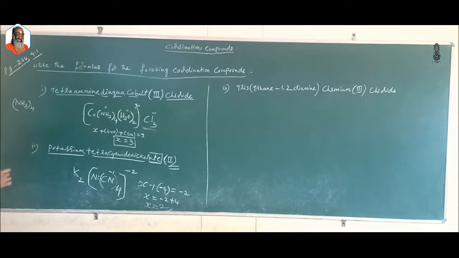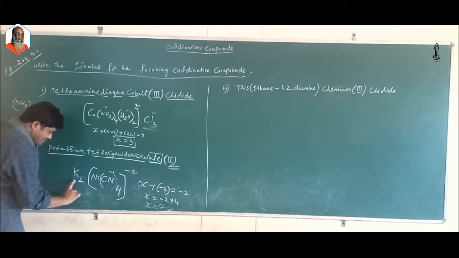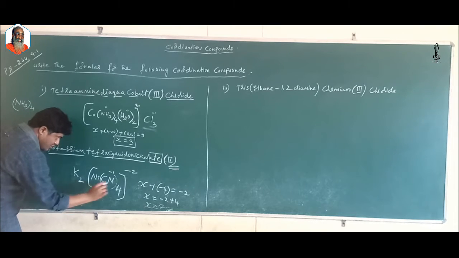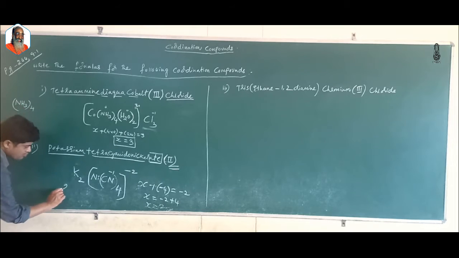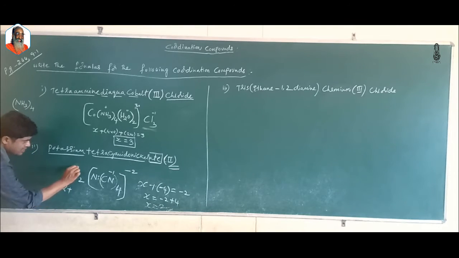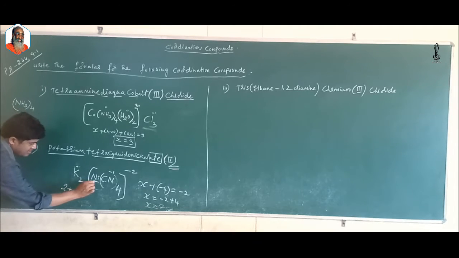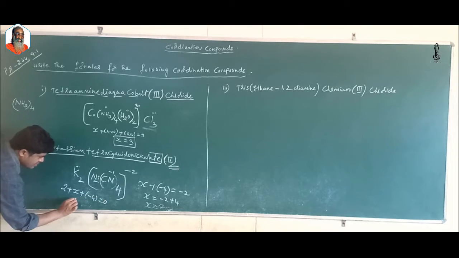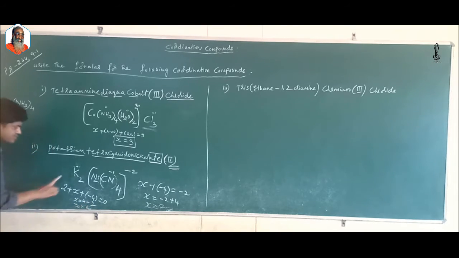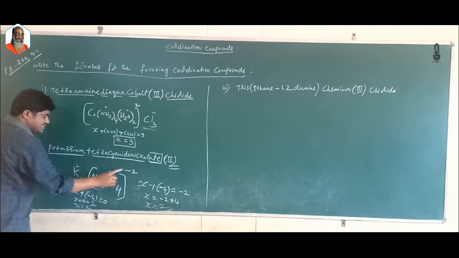Please remember here, you can calculate the oxidation state without the charge on the complex also. You see here 2 plus, each potassium ion carries a charge of +1 into 2, plus. I want the oxidation state of nickel, X plus -1 into 4, -4, that is equal to 0. X is equal to 4 minus 2. X is equal to what? 2. In this manner also you can find it.